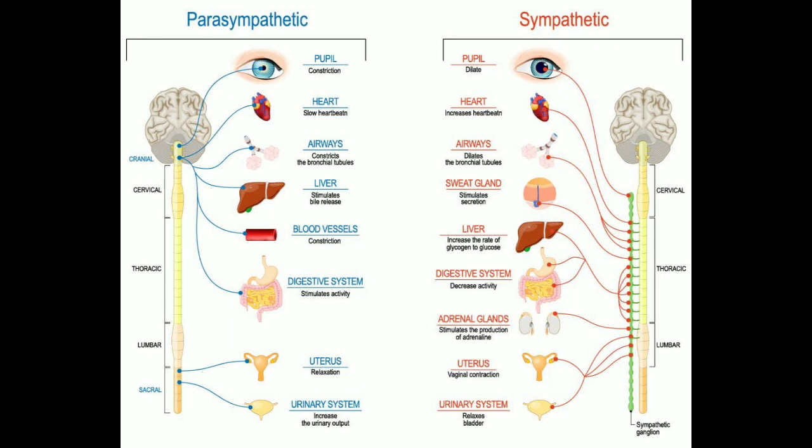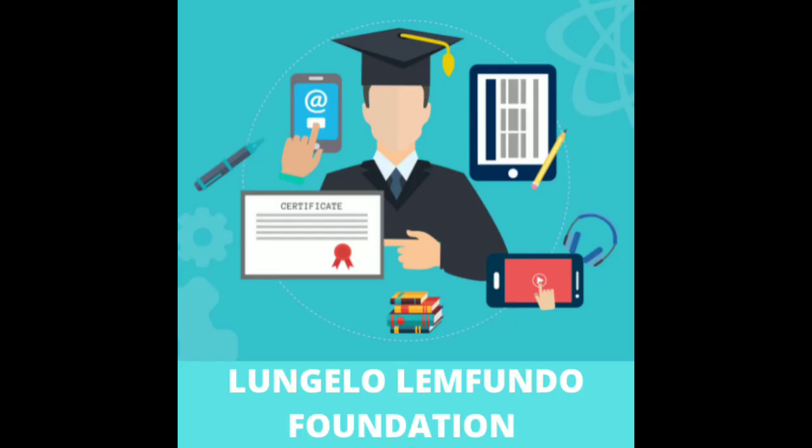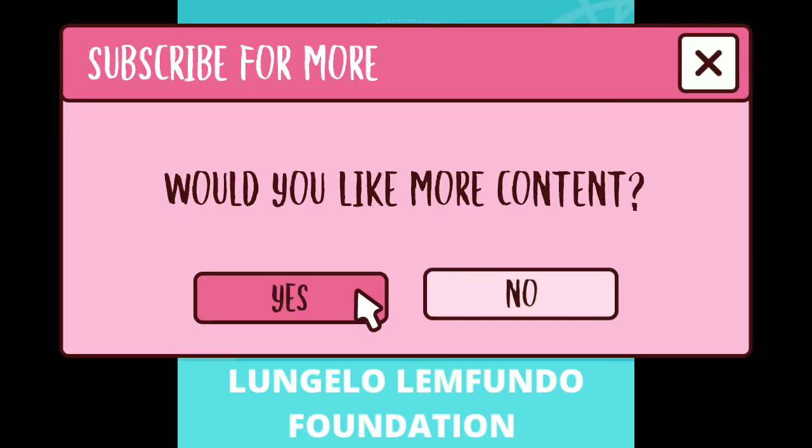After some time, once homeostasis has been reached and everything is back to normal, you will then need the parasympathetic nerves to bring everything back to normal. That is why I say sympathetic nerves stimulate a response, but the parasympathetic nerves will bring the body back to normal. Okay, so that is all about the autonomic nervous system.